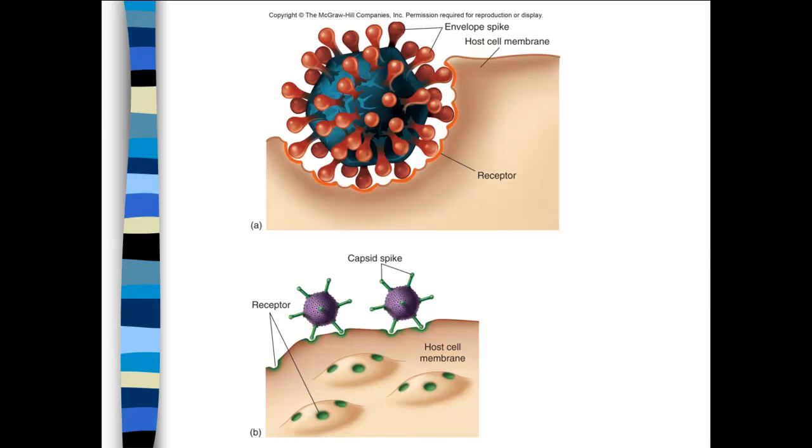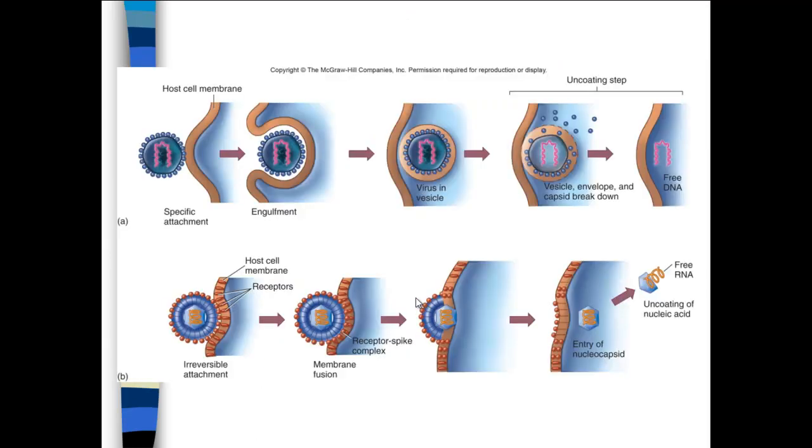Okay, slide B shows a non-enveloped virus, and the capsids have spikes, and the spikes again are specific to the host cell membrane, and this relationship between the capsid spike and the host cell membrane receptors allows the virus to invade the host cell.